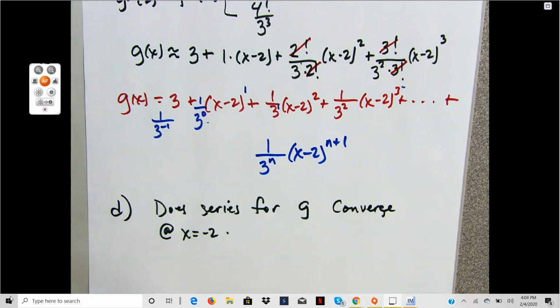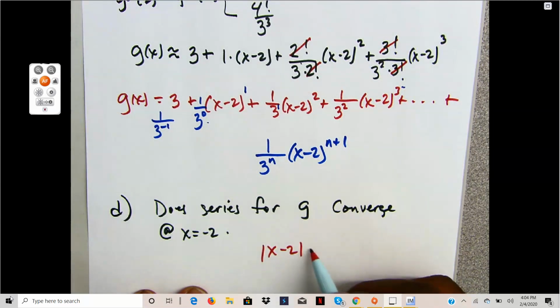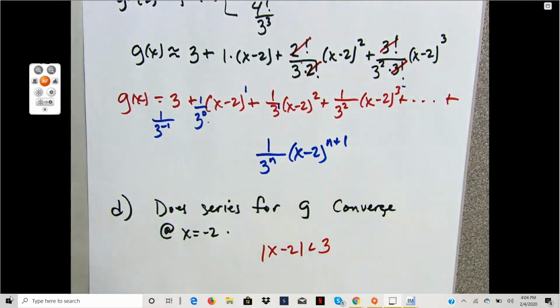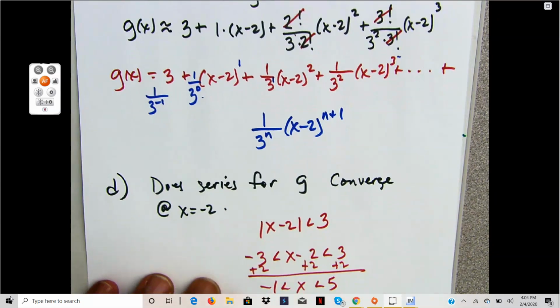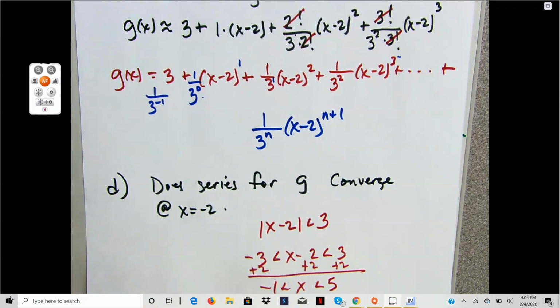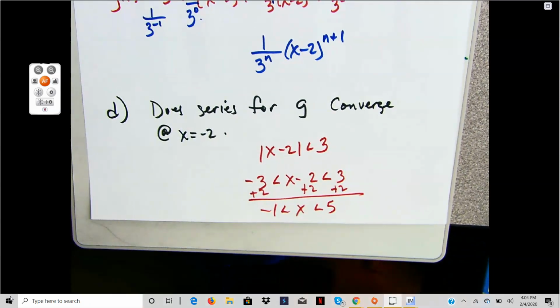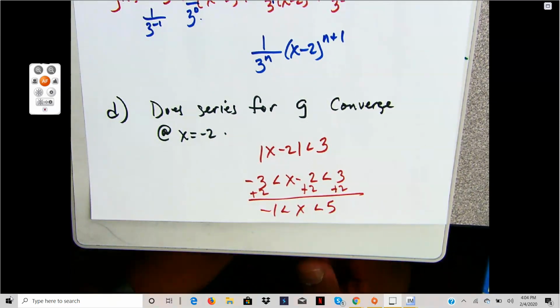We saw before that our radius of convergence for the series is absolute value of x minus 2 is less than 3. So 3 is our radius of convergence. So that means that negative 3 is less than x minus 2 is less than 3. Add 2. So we're going to get negative 1 less than x less than 5. So that's our interval of convergence without testing any of the endpoints.